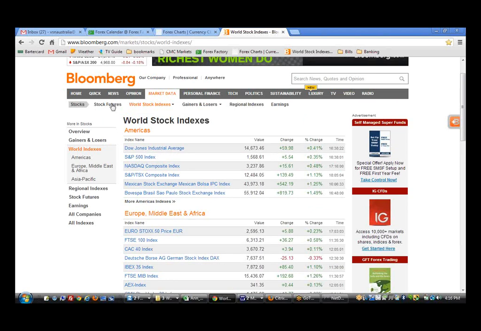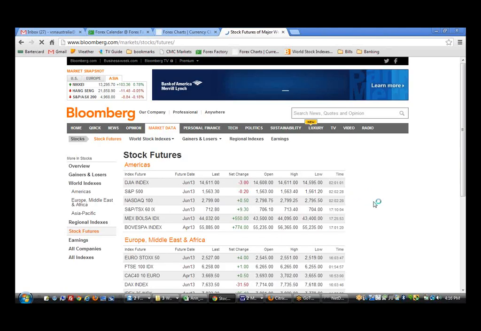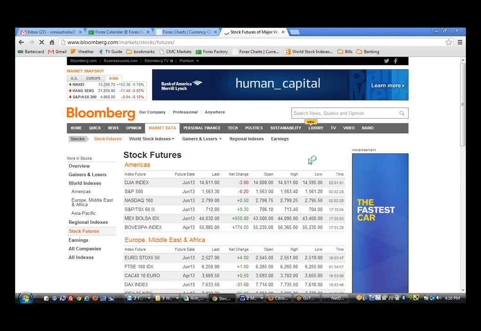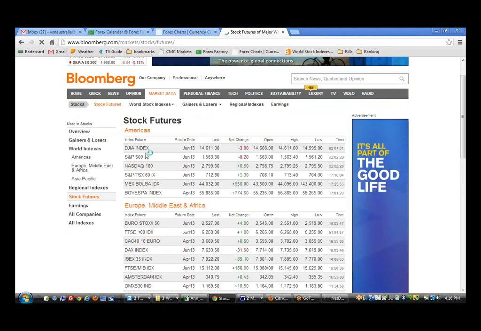We also look at the futures. Futures is kind of like a prediction of what's going to happen, what the market will give us at the open of the US market. So at the moment there's a small drop, minus 3 points, but it's still early during the day.